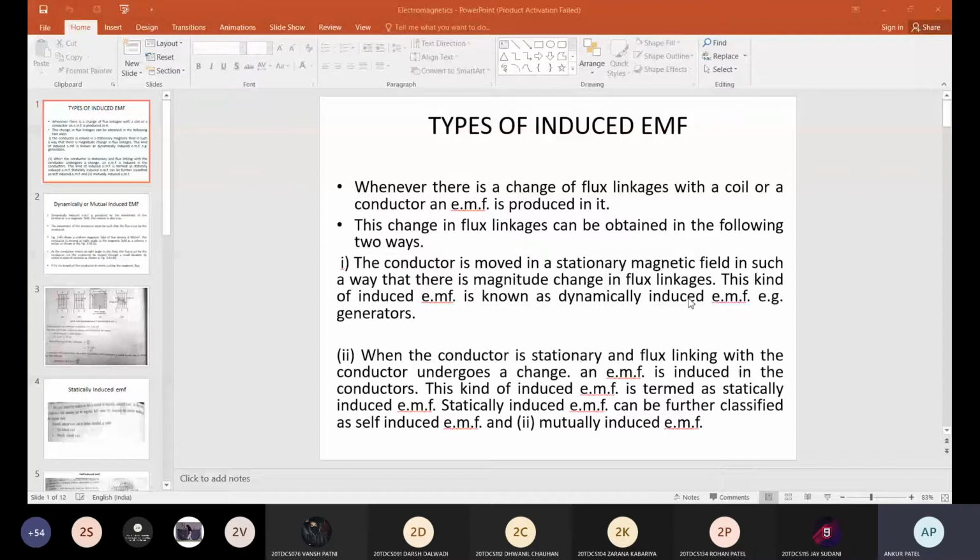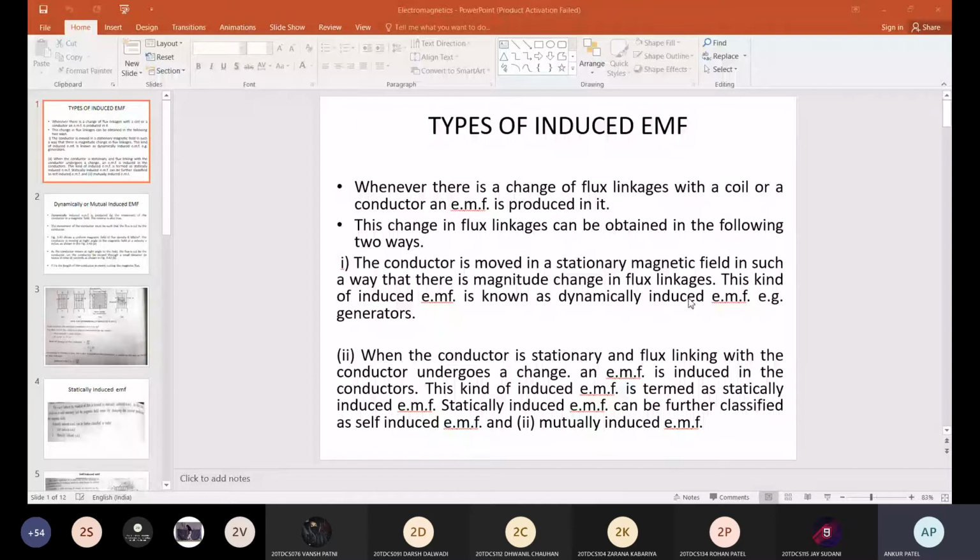According to Fleming's right-hand rule, the thumb indicates motion, the first finger indicates field, and the middle finger indicates induced EMF. We also saw the direction of current coming in and coming out. Coming in is denoted by a cross mark, and coming out is denoted by a dot mark.